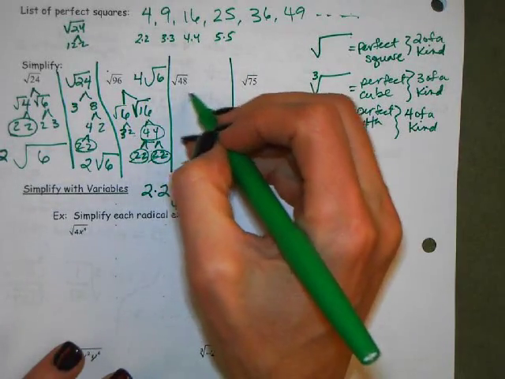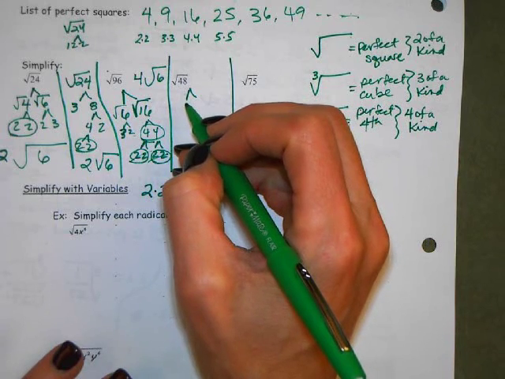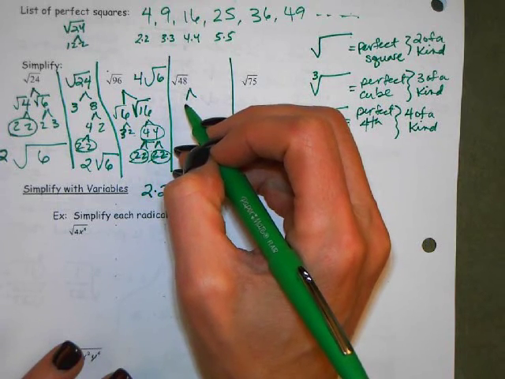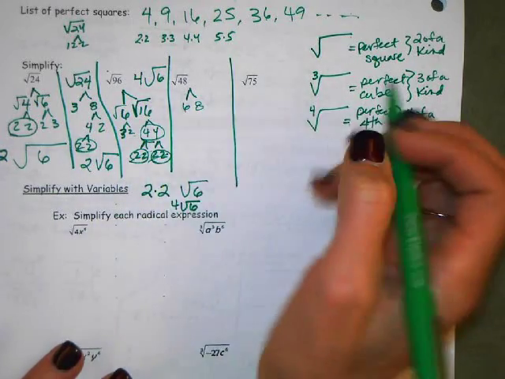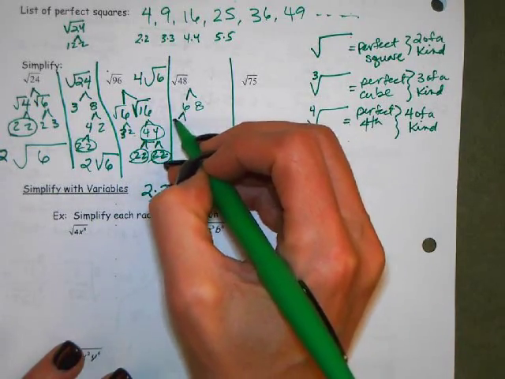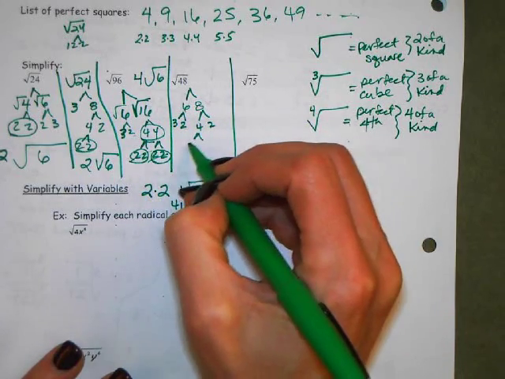So the square root of 48, what did you say? 2 and 24? 6 and 8? Okay, I'll do 6 and 8. Alright, so then 6 can be broken down into 3 and 2. 8 is 4 and 2. 4 is 2 and 2.